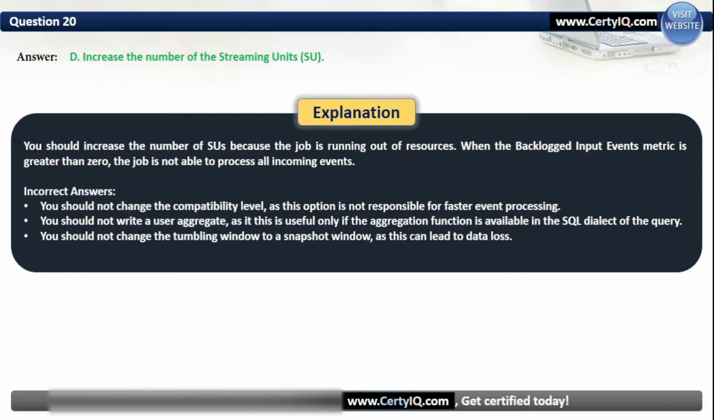You should increase the number of SUs because the job is running out of resources. When the backlogged input events metric is greater than 0, the job is not able to process all incoming events.